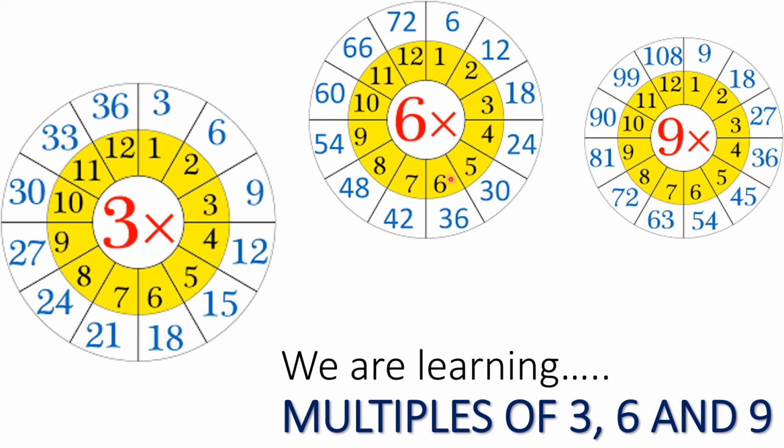We are counting in what? In threes. For the 6 times table, we'll be counting in 6s, so you just add 6 to the previous number to make the answer for the next number. For the 9 times table also, you are counting in nines, so you add 9 to the previous number to make the next number. So that's about the multiples of 3, 6, and 9.